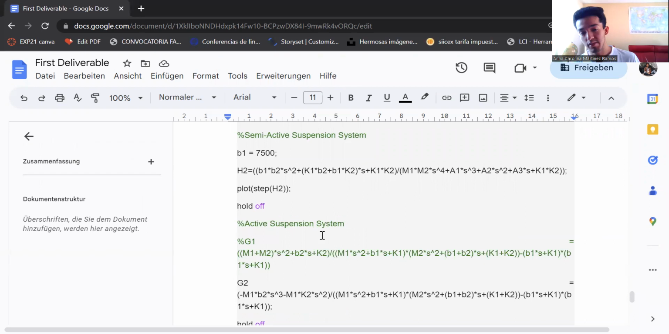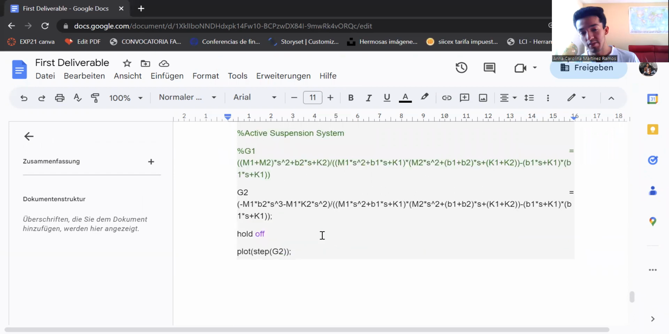So basically, in conclusion, the active suspension system gives us the best experience and the smoothest ride ever. So, well, thank you for your time.